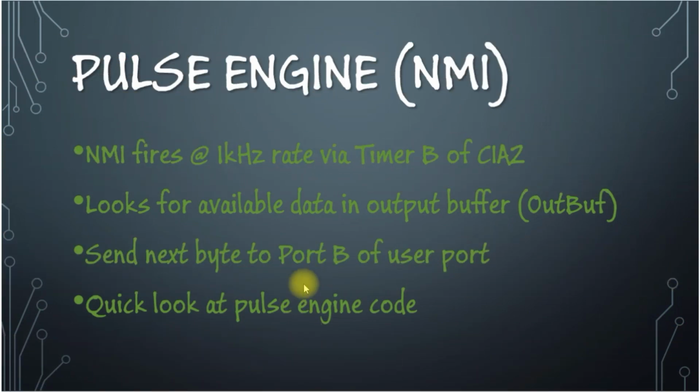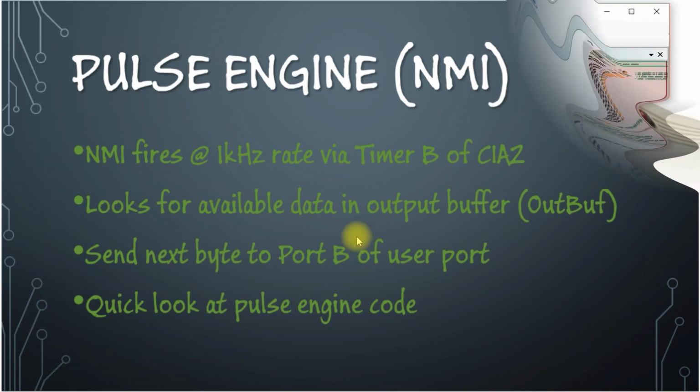The pulse engine is what runs under the non-maskable interrupt. It is running at a 1 kilohertz rate, courtesy of timer B on CIA2, which generates the non-maskable interrupt. It looks to see if there's available data in the output buffer, and if there is, it sends the next byte to port B of the user port. So let's have a quick look at that code.